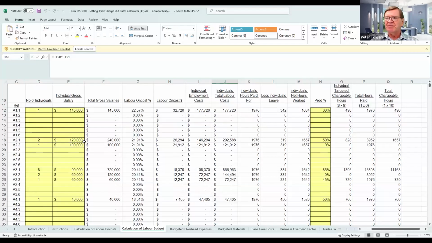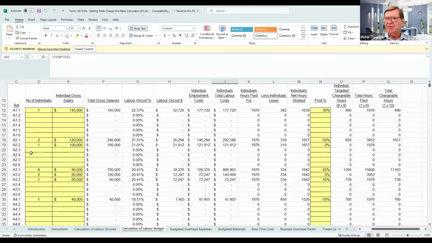And then we go to A 2.1, which is the foreman. So we said the foreman was being paid 120,000, but we're saying there's two of them. So 240,000, same thing across. We're budgeting 50% productivity for those people, and we've calculated what the total hours should be.